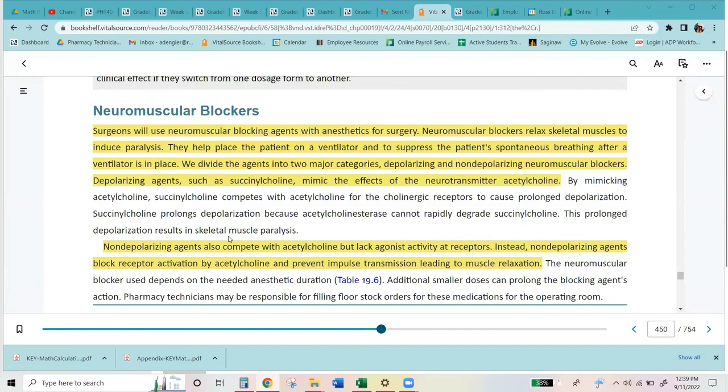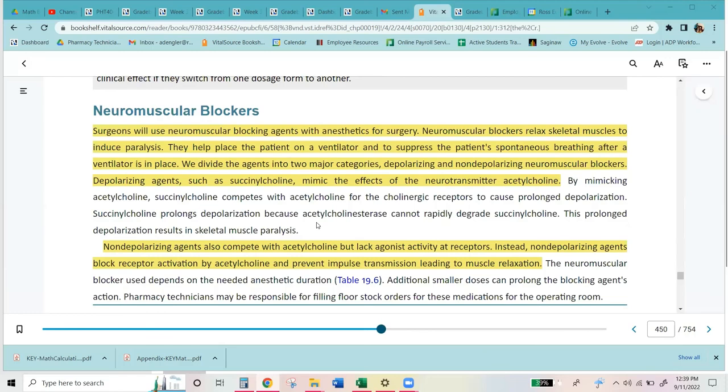Surgeons will use neuromuscular blocking agents with anesthetics for surgery. These relax skeletal muscles to induce paralysis. They help place the patient on a ventilator and to suppress the patient's spontaneous breathing after a ventilator is put in place. We divide the agents into two major categories: depolarizing and non-depolarizing neuromuscular blockers.